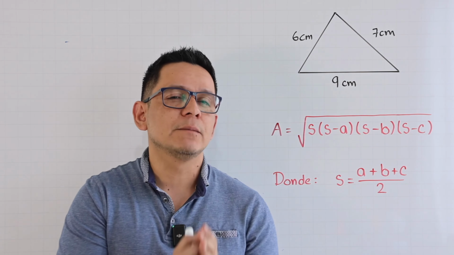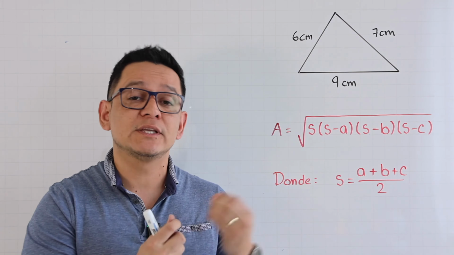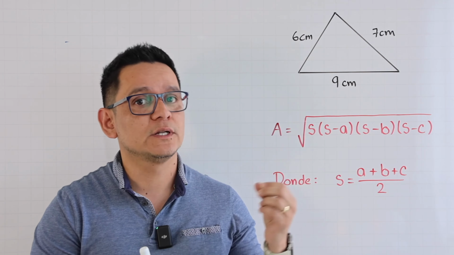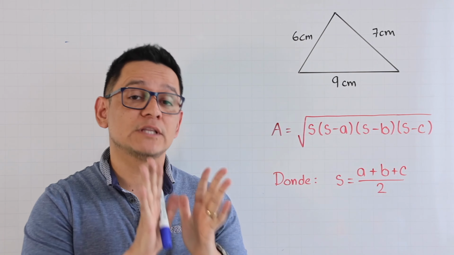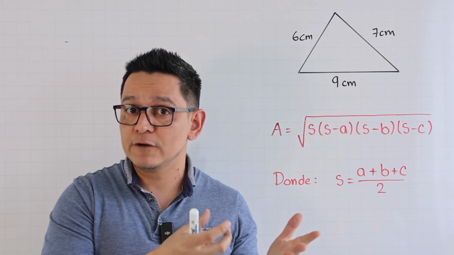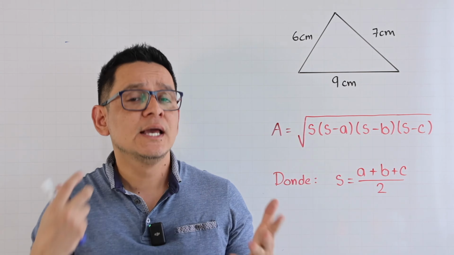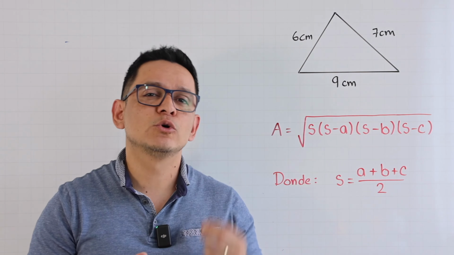I want you to notice that I could have done the first exercise directly with the formula base times height divided by 2, and the second exercise as well. I also could have done it directly with the formula we saw in previous videos, which is used to calculate the area of equilateral triangles.